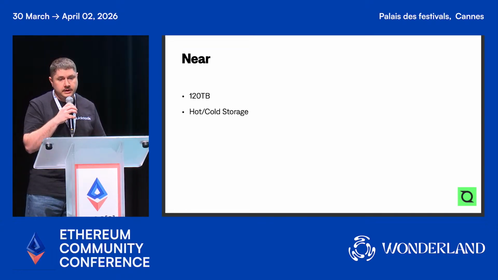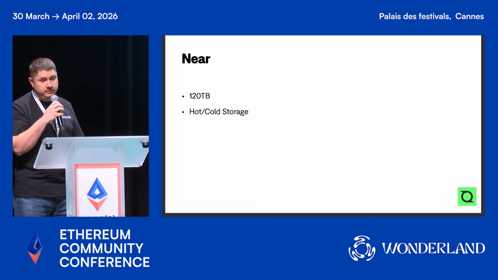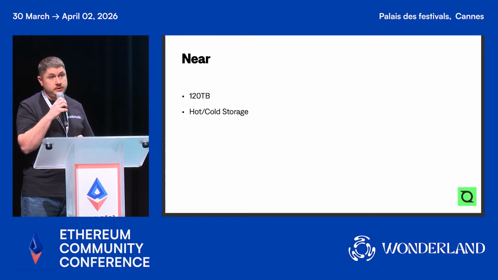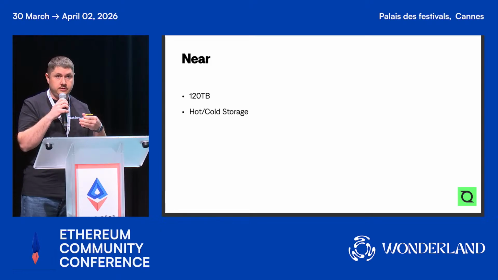Next one is Near. Near is not an EVM chain. It is probably the largest chain that we run in terms of local state. There are other chains that have more history, but with Near, you effectively run a client, and everything is local. The way that they achieve that is with hot-cold storage.